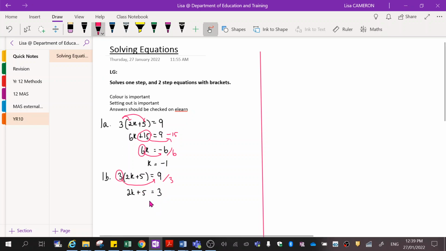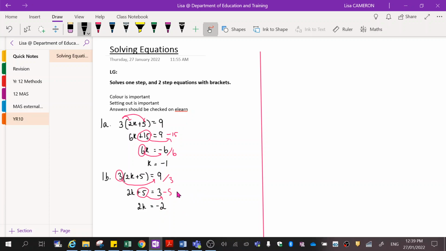Now I'm looking at grouping my like terms again. 2k doesn't have another like term, but 5 does have a like term with the 3. So I'm going to grab this one and take it to the other side. Now when I take positive 5 across, it will become negative 5. So 2k is equal to 3 minus 5, which is going to make negative 2.